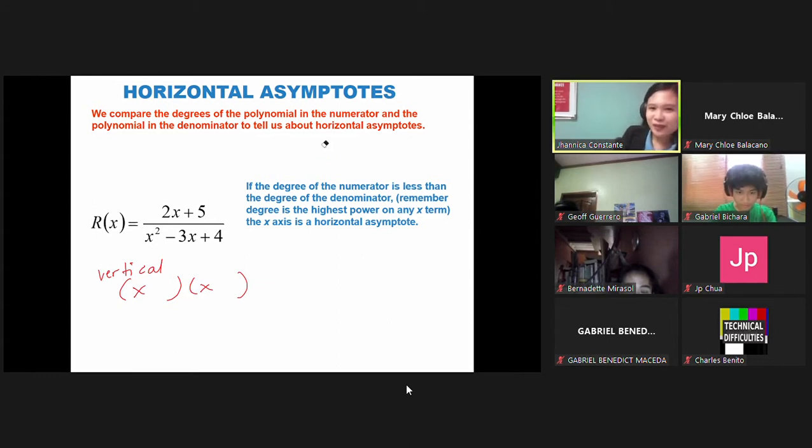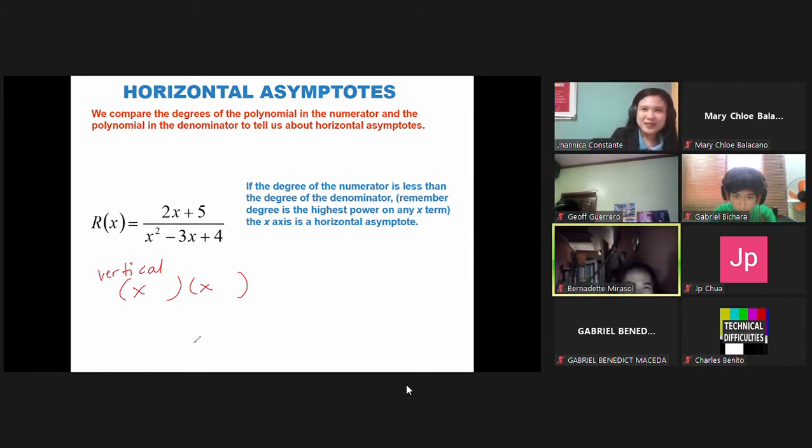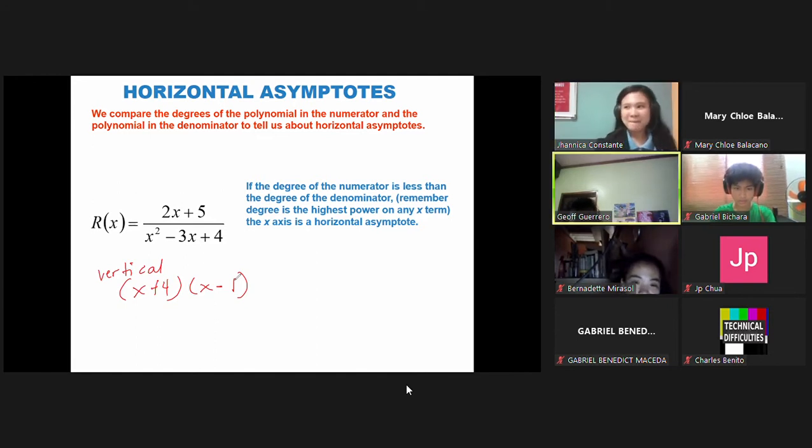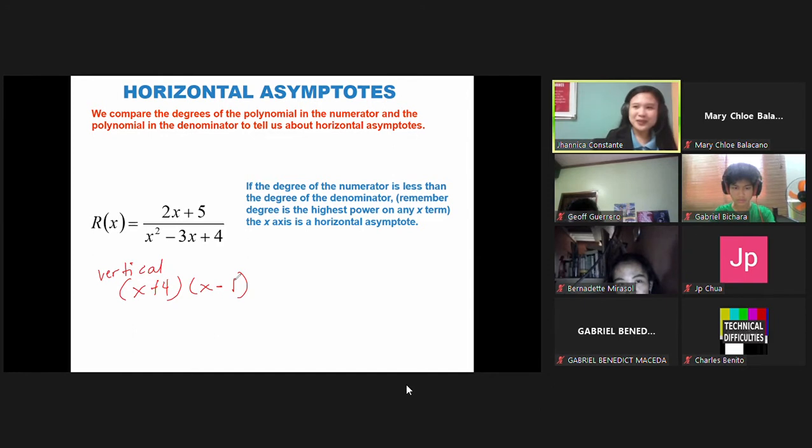So what is the factor of our equation? 4 and negative 1. The sign was reversed. It will be positive 4 and then negative 1 according to Bernadette. Any idea what's the factor of x squared minus 3x plus 4? Um, x minus 4 and x minus 1, according to Job.